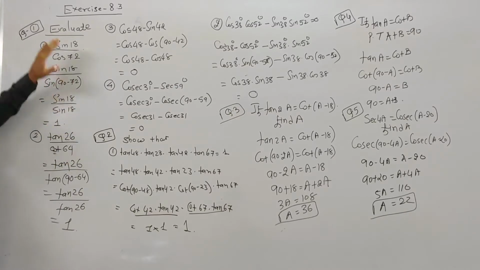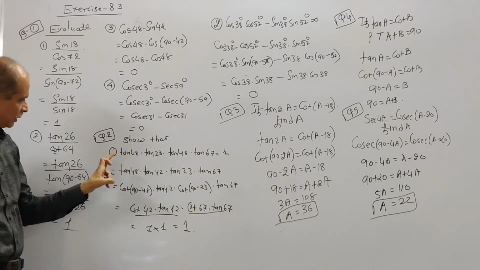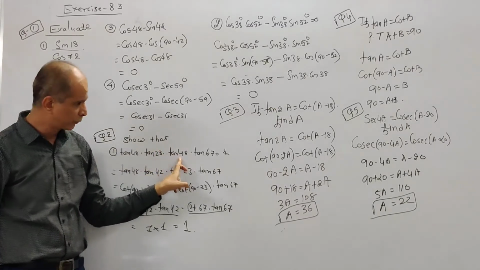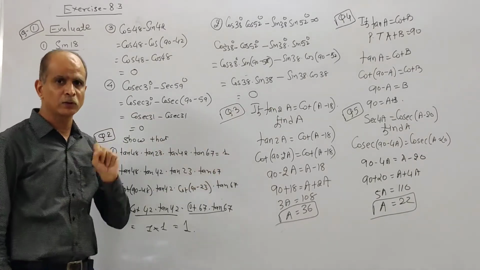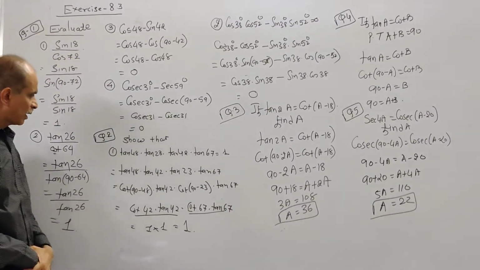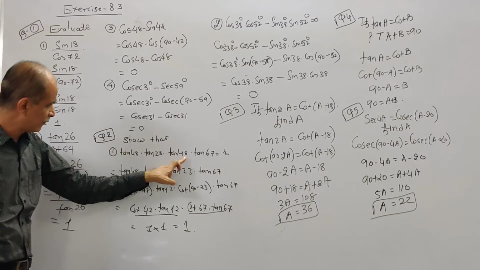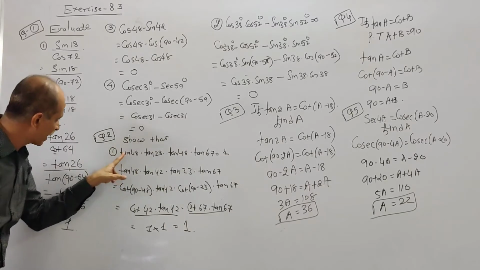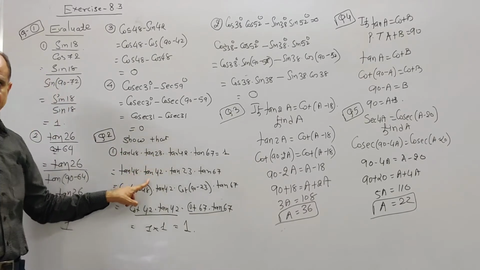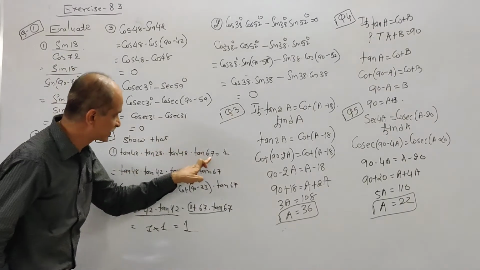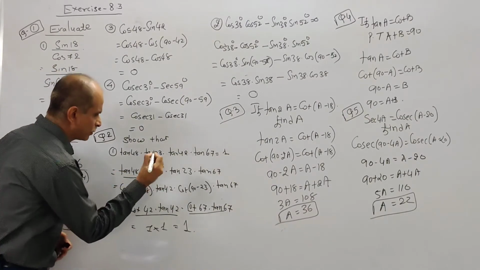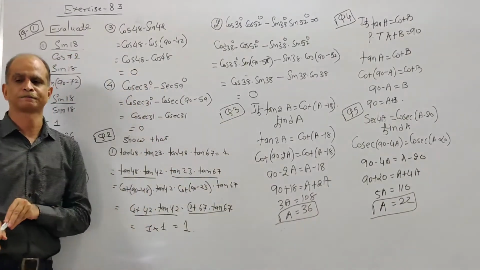Now question number 2 of exercise number 8.3. Prove that tan 48 tan 23 tan 42 tan 67 is equal to 1. So first of all, you know tan 48 and tan 42. If you add 48 and 42, you get 90. So you can prepare a pair of tan 48 and tan 42. Similarly, if you add 23 and 67, again you get 90. So you can prepare a pair of tan 23 and tan 67.